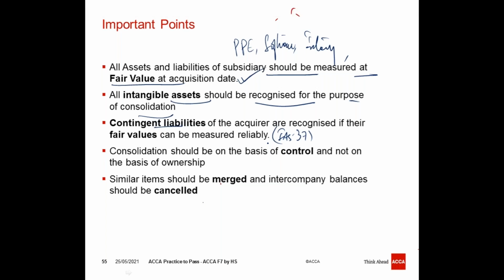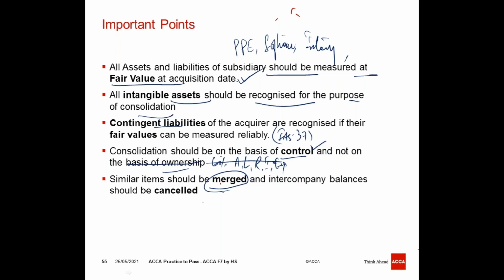Consolidation should be on the basis of control and not on the basis of ownership. We never apply percentage based on ownership. Like if you have got 60% shares, we never apply percentage on assets or liabilities or revenue or income or expenses. Nothing should be based on ownership. Everything should be based on control. Once you have got the control, everything is yours. Only you need to take the percentage when you are distributing the profits.